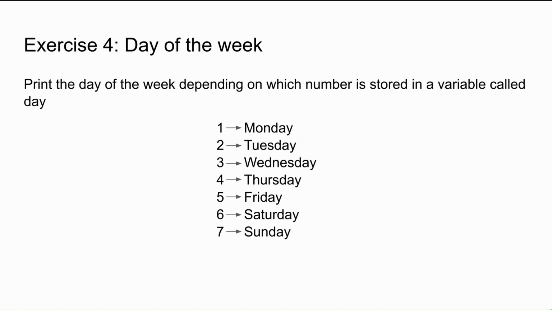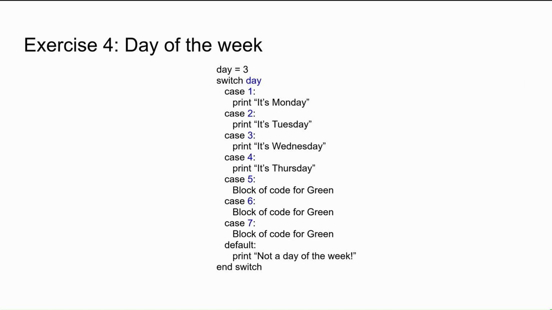Now let's try an exercise. Here, I want you to use a switch statement to print the day of the week depending on which number is stored in a variable called day. 1 will be Monday, 2 Tuesday, 3 Wednesday, 4 Thursday, 5 Friday, 6 Saturday, and 7 Sunday. You can stop the video here to try it before I explain the solution. And this is the solution.